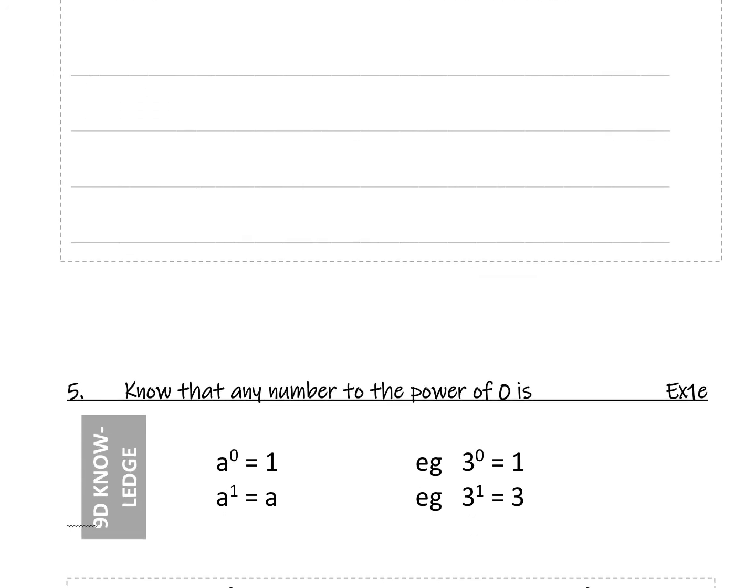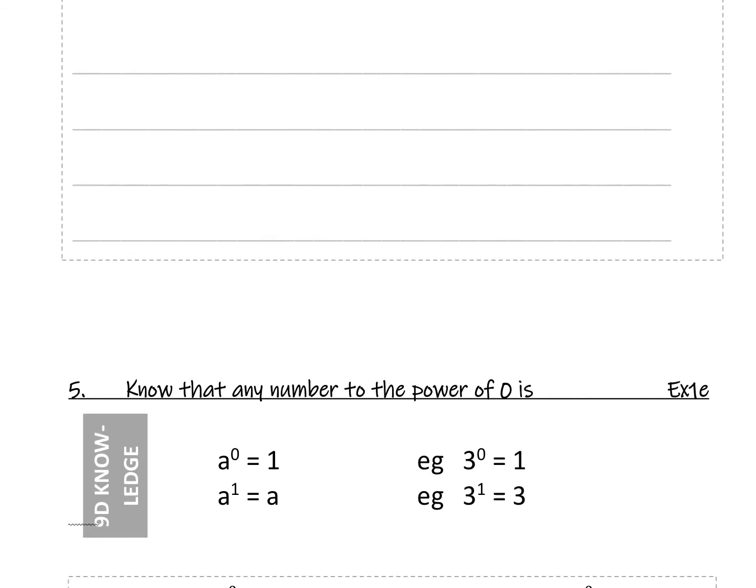Well, you need to know that any number to the power of 0 is 1. Okay? Any number to the power of 0 is 1. So if you have a to the power of 0, that would be equal to 1. So 3 to the power of 0 is 1, 4 to the power of 0 is 1, 5 to the power of 0 is 1, etc., etc.